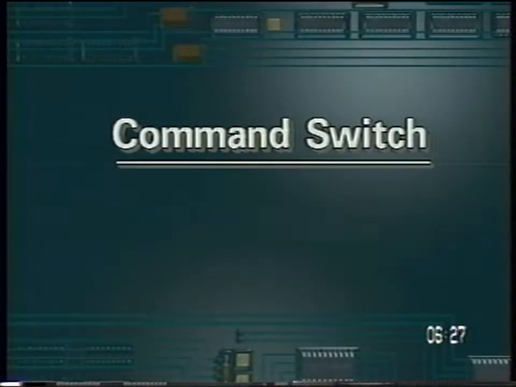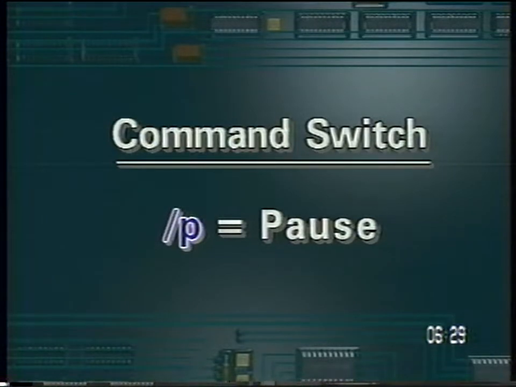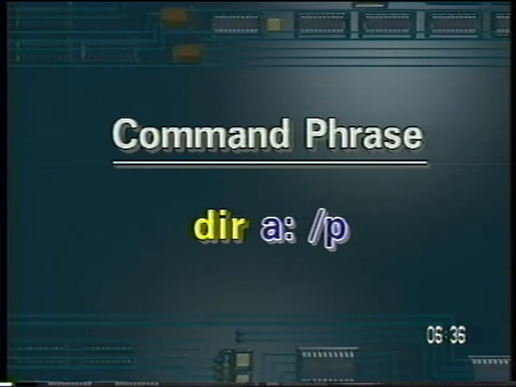A moment ago, when we used the directory command, the files scrolled by so fast we couldn't read all of them. We'll use a command switch for the directory command, /p, which pauses at each full screen of files. The command phrase is dir space A: /p. That's a pretty long command to type.